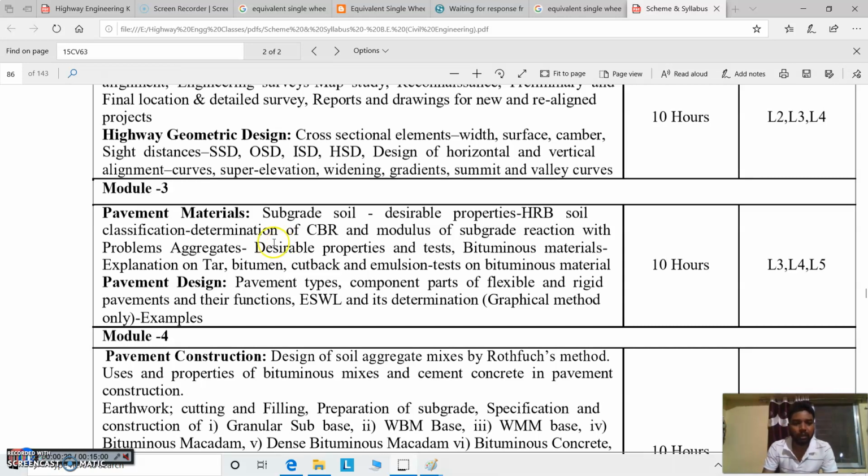And again, you people have already been given the assignment on aggregates, their properties and tests, and bituminous materials, again properties and tests, right? This is more than enough to study in this part.